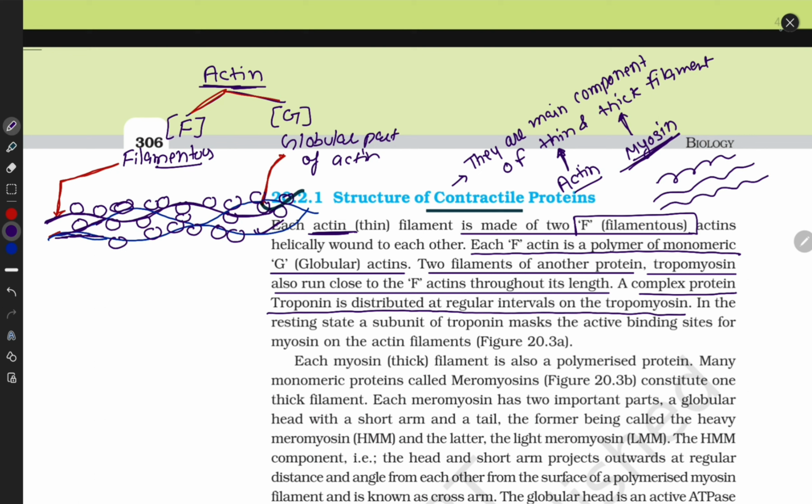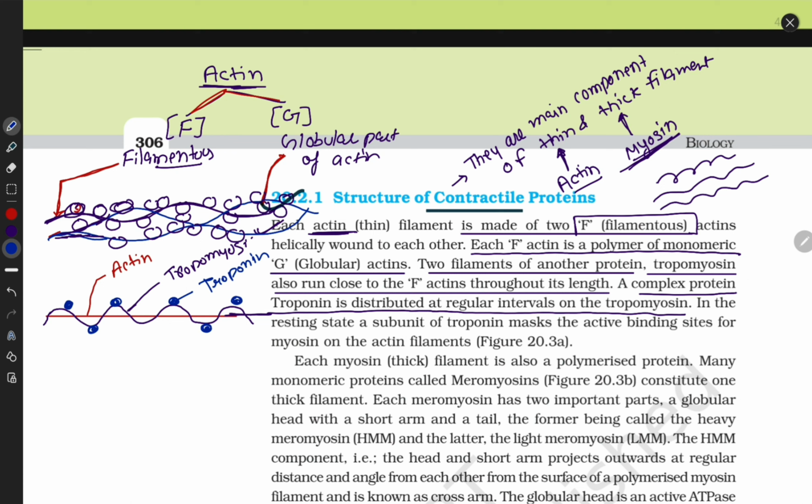This is the actin. Now I'm drawing tropomyosin in this way. If I zoom in on this, it looks like this shape, and troponin is located on tropomyosin. Is it clear, guys? This is the actin part, this is the tropomyosin part, and this is the troponin.